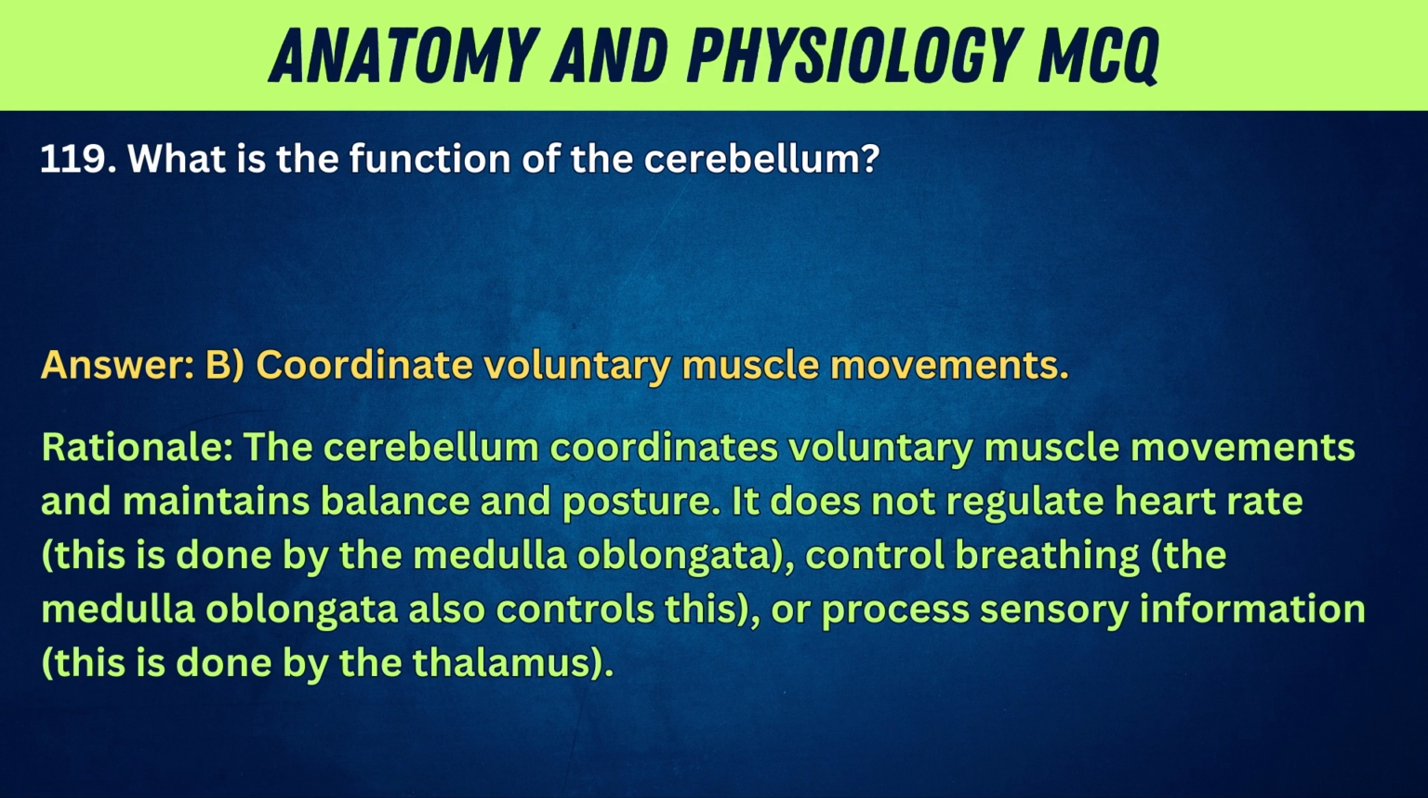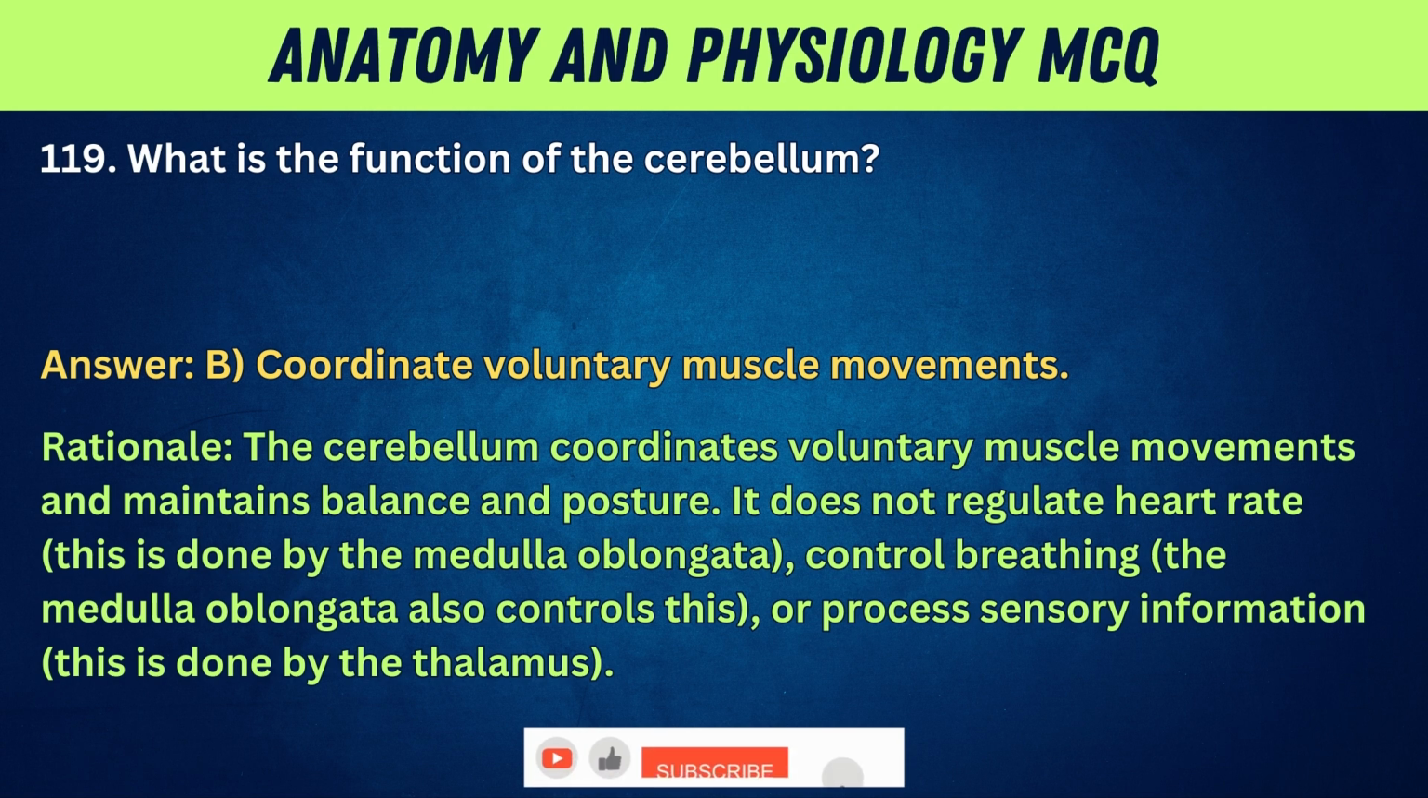Rationale: the cerebellum coordinates voluntary muscle movements and maintains balance and posture. It does not regulate heart rate. This is done by the medulla oblongata. Control breathing: the medulla oblongata also controls this. Or process sensory information: this is done by the thalamus.